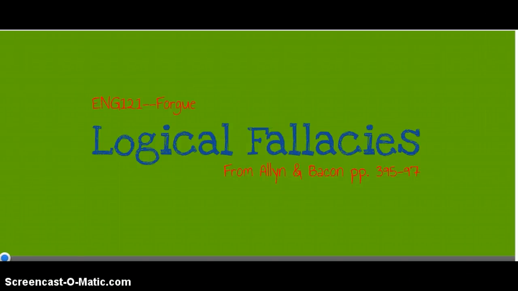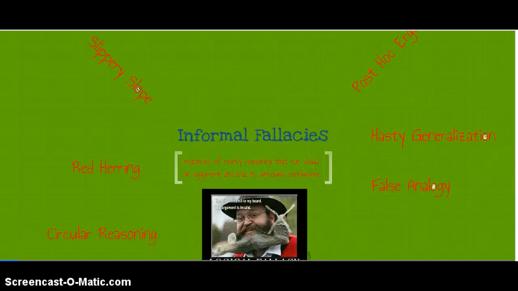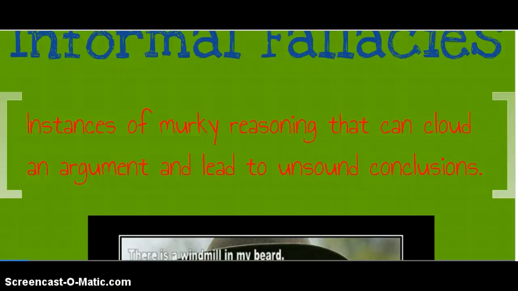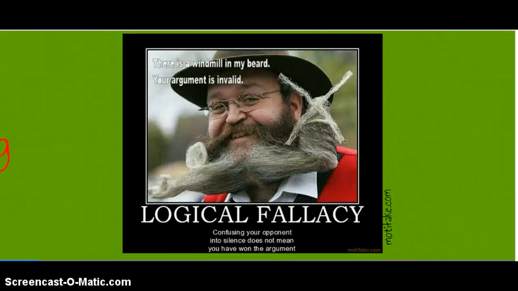English 121, Day 21, Logical Fallacies, from the Allen and Bacon Guide, pages 395 to 397. Informal fallacies are instances of murky reasoning that can cloud an argument and lead to unsound conclusions. It's very important that you learn to recognize fallacies in others' argumentative writing, as well as avoid fallacies in your own argumentative writing.